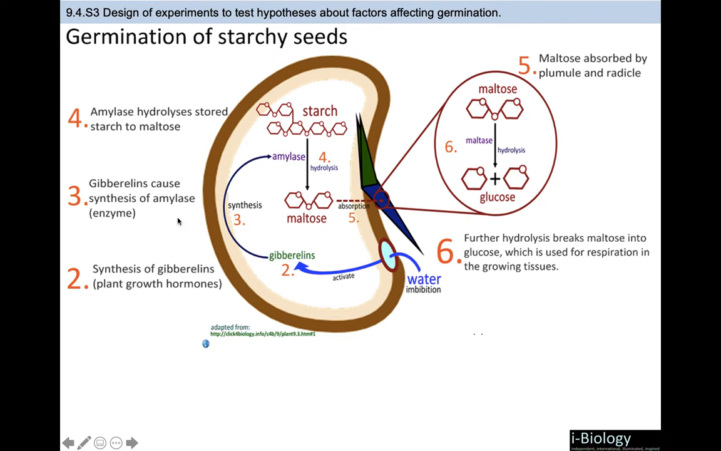So I'll do that one more time. The first step is water enters the micropyle, or goes into the seed through the micropyle, in a process called imbibition. This will stimulate the synthesis of gibberellins. Gibberellins will cause the synthesis of amylase. Amylase will break down starch into maltose. Maltose will then be broken down into glucose by maltase. These are both what we call hydrolysis reactions because we're breaking bonds. And then once that glucose is produced, it will be used for cellular respiration in order to create ATP for growing tissues.